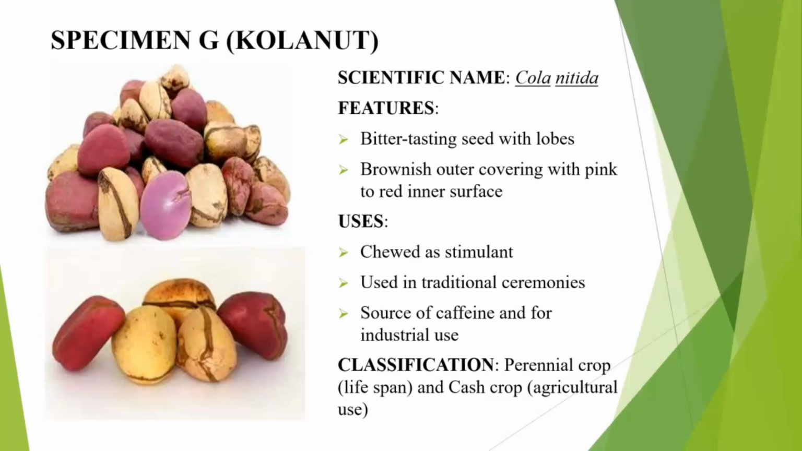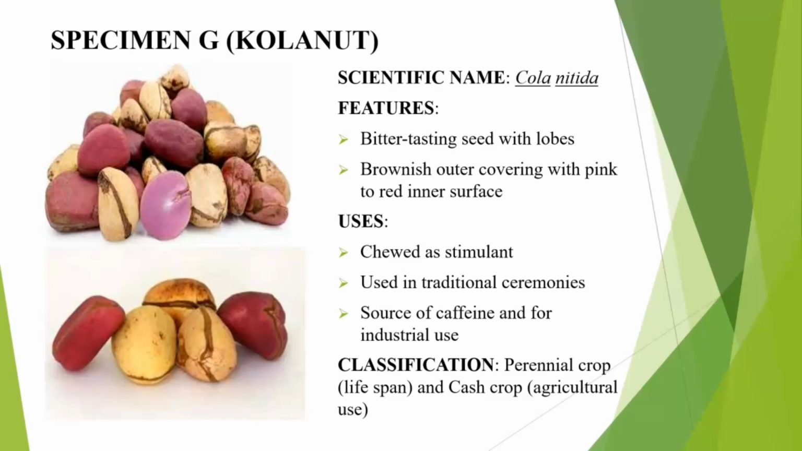Next, they could ask you to tell them the classification of this specimen, based on lifespan. For lifespan, it is a perennial crop. And you know what perennial crops are? They are crops that can stay for more than 2 years. So they can live for more than 2 years. So it's a perennial crop. Besides, Kolanut comes from a tree, and we know trees are usually perennial crops.